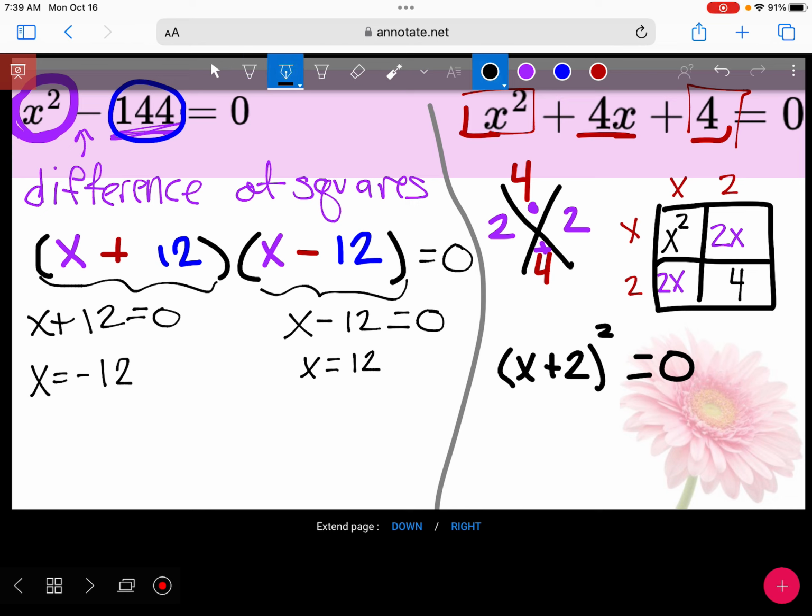So to find our solution here, we're going to say, when does x plus 2 equal 0? X plus 2 equals 0 when x equals -2.